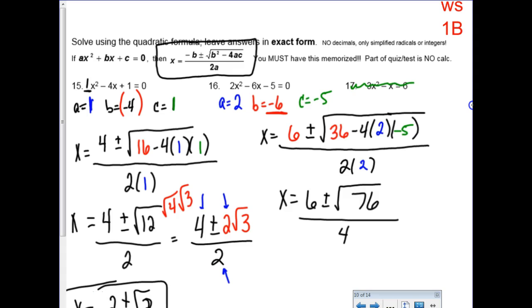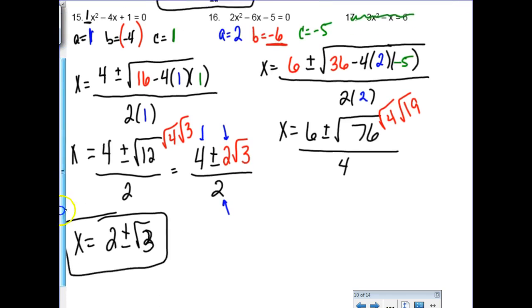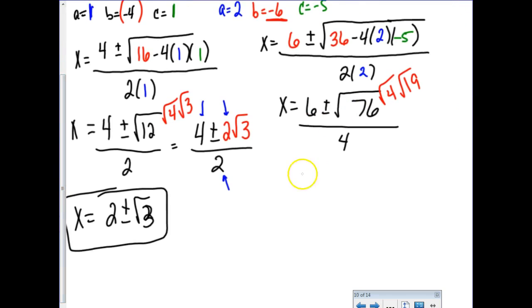I know it's divisible by 4. What is 76 divided by 4? Oh, that's the one. 19 is not reducible, so I know I can stop with my reducing. The square root of 76 is the square root of 4 times the square root of 19. So we're going to rewrite that as 6 plus and minus 2 square roots of 19. Still, all of that's being divided by a 4.